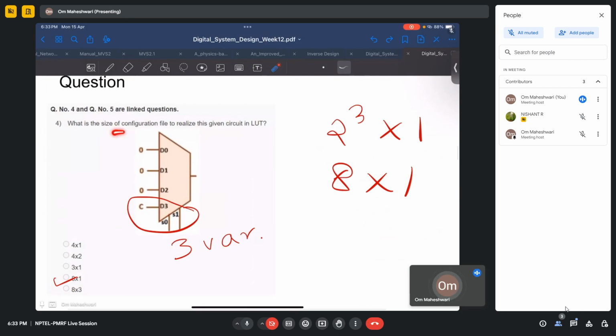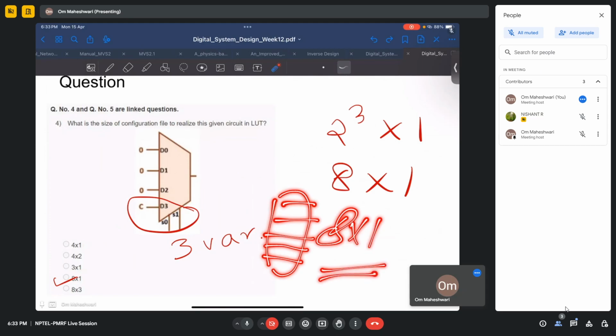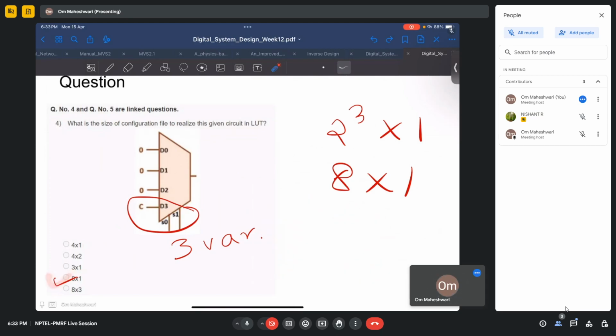What is the size of the configuration file to realize the given circuit in LUT? So here we have three variables, C, S0 and S1. So LUT should have 2 to the power 3 memory units, right? That is 8 cross 1 memory. So answer is 8 cross 1.